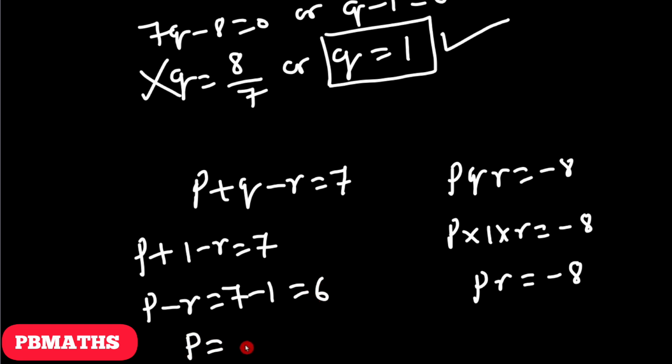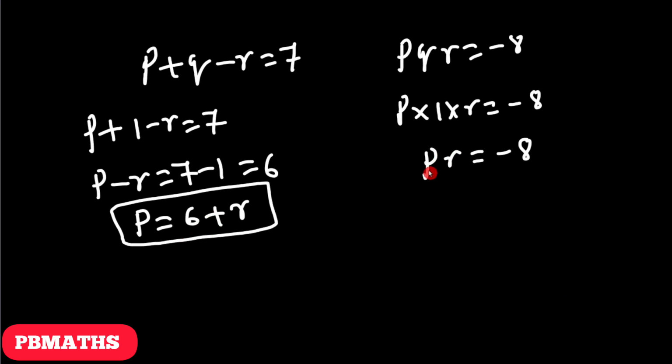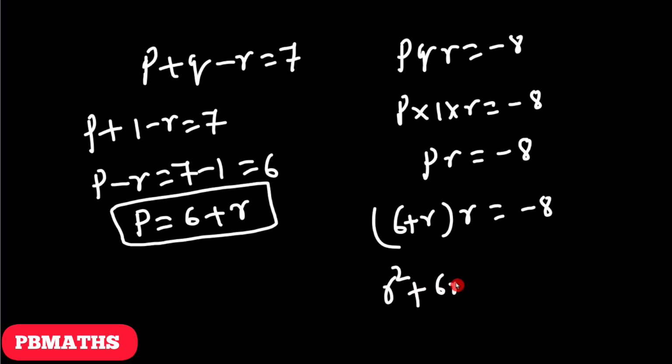Then we can write p equals 6 plus r. So now we got the value of p as 6 plus r. Let's replace this p by 6 plus r here. Then we have (6 plus r) times r equals minus 8. By multiplying it, we get r square plus 6r plus 8 equals 0.